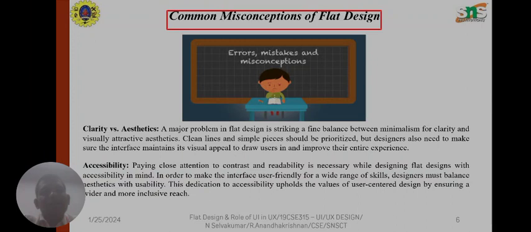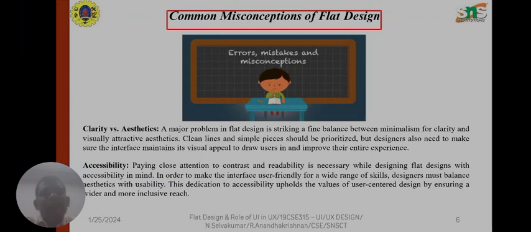Common misconceptions of flat design. Clarity versus aesthetics. A major problem in flat design is striking a fine balance between minimalism for clarity and visually attractive aesthetics. Clean lines and simple features should be prioritized, but designers also need to make sure that the interface maintains its visual appeal to draw users in and improve their entire experience.